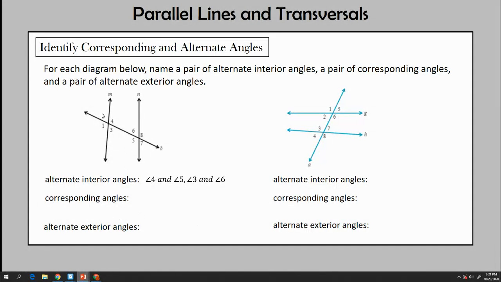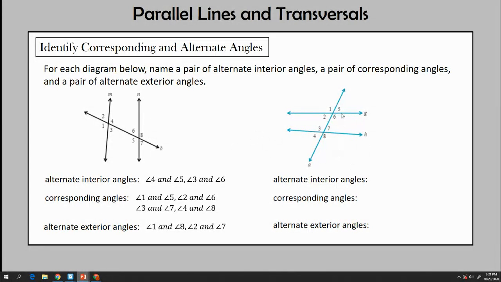Corresponding angles, that means they're in the same position at the intersection. So 1 and 5 are in the same bottom left. 2 and 6 are the top left. 4 and 8 are the top right. 3 and 7 are the bottom left. So you get four pairs there to choose from. And then alternate exteriors, remember, exterior on the outside. So 1, 2, 7, and 8 are the outside angles. 2 and 7 are on opposite sides of the transversal. 1 and 8 are on opposite sides of the transversal.